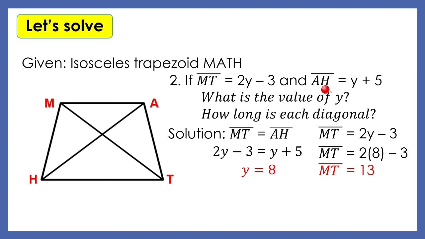For line segment AH, y plus 5. So, gagamitin natin, and then, substitute natin yung 8. So, line segment AH equals 8 plus 5. And 8 plus 5 is equal to 13. As you can see, parehas yung nakuhang value for line segment MT at saka line segment AH. Dahil nga, sila yung diagonals ng ating isosceles trapezoid. And based sa ating theorem, the diagonals of an isosceles trapezoid are congruent.